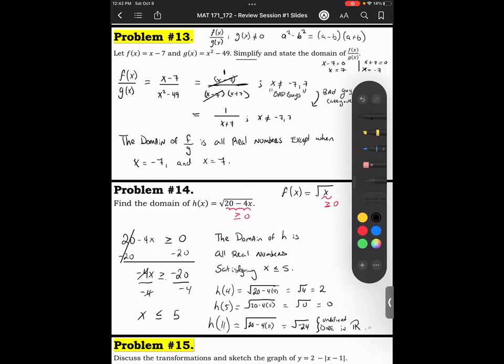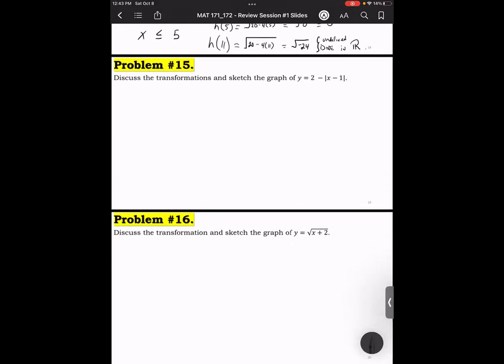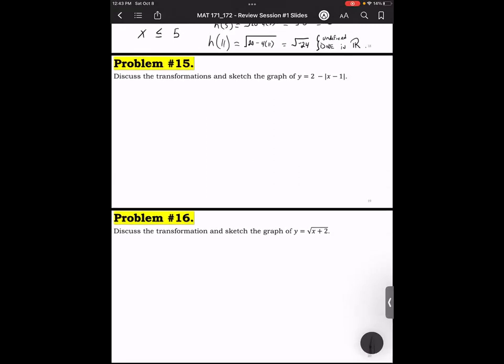All right. Any questions with problem 14? All right. So I wanted to do 2 more problems, problems 15 and 16, which talks about transformations. I'm just going to do them informally because I'm running out of time. So I won't write out all the rules, but we're just going to go about it.